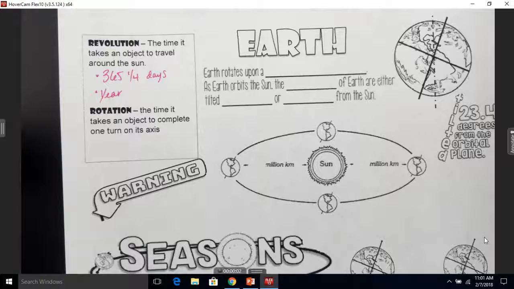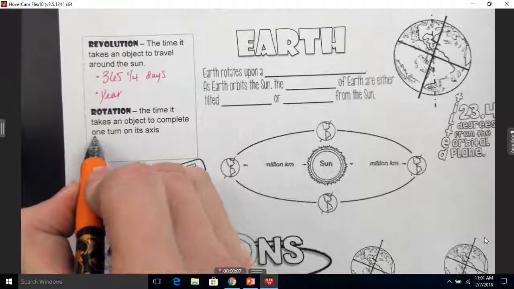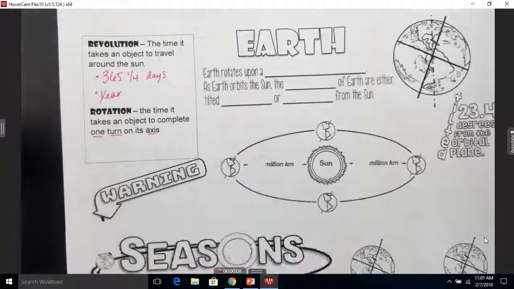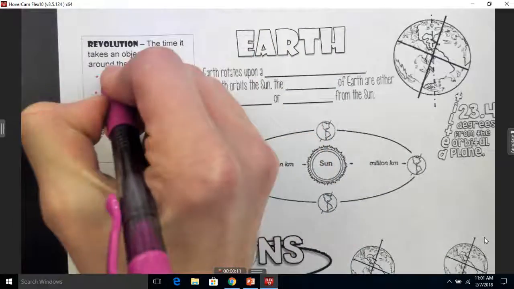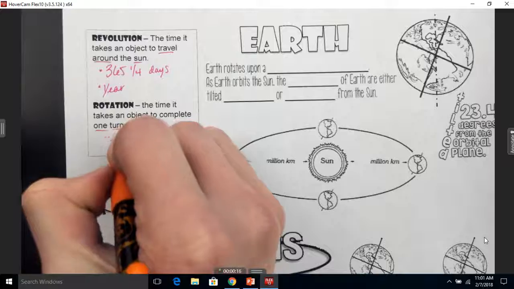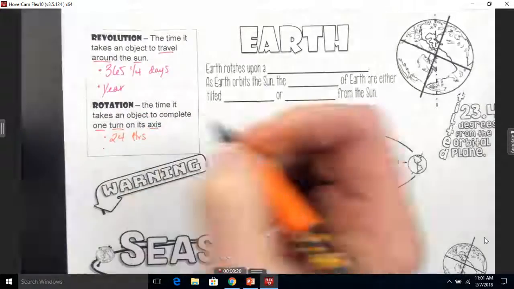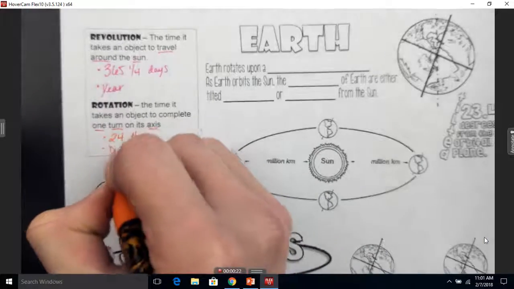Okay. Rotation is the time it takes an object to complete one turn on its axis. So, how long does that take? 24 hours. What do we get from it? A day.